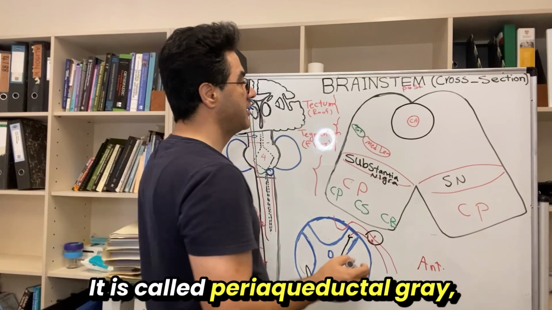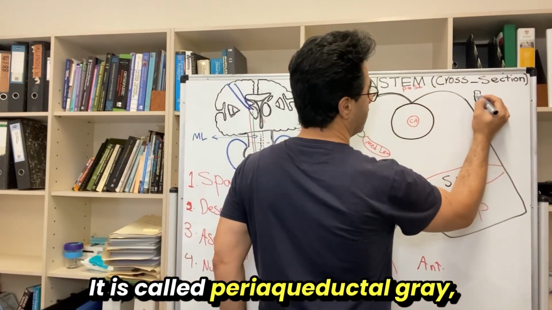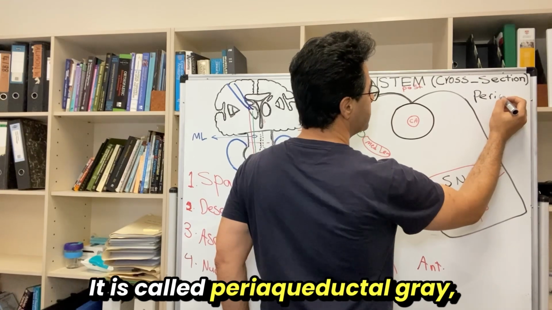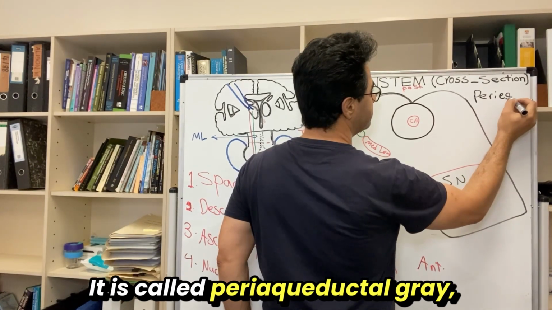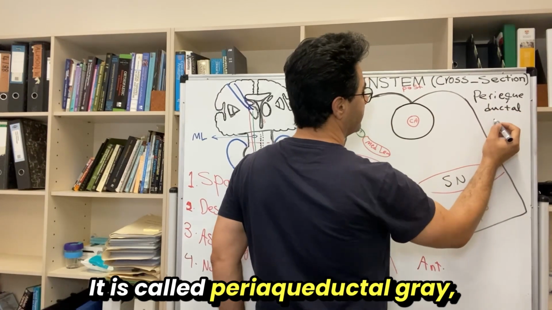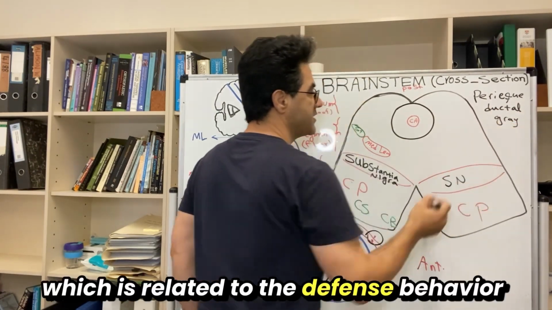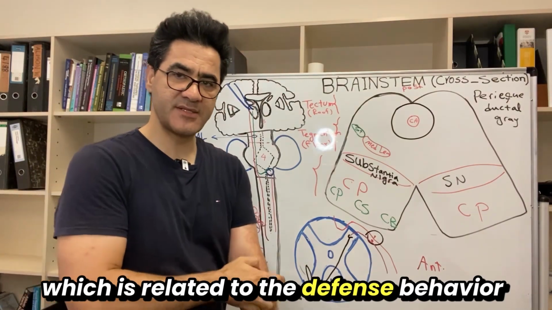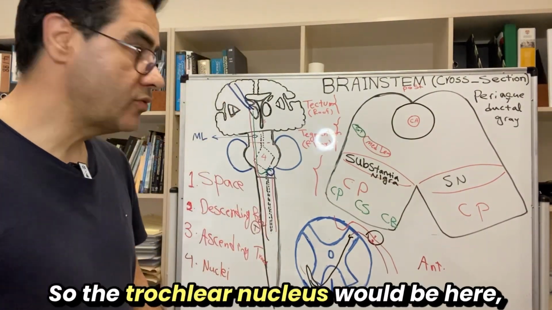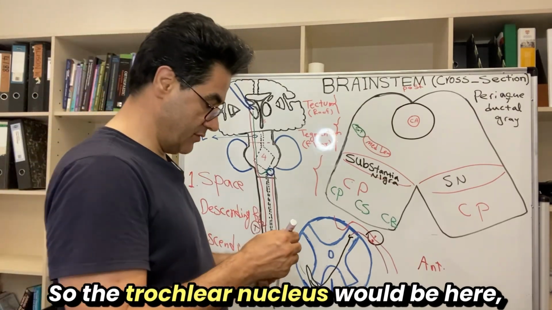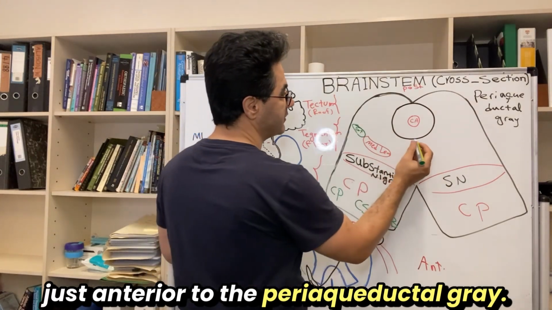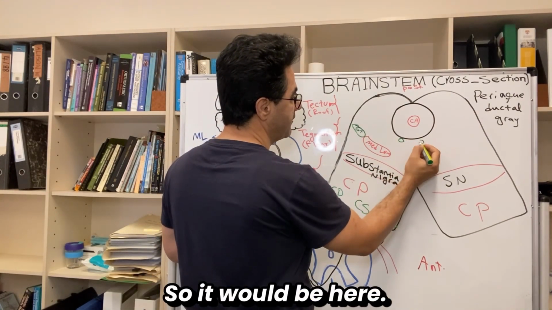It is called periaqueductal gray, which is related to the defense behavior and also related to analgesia. So the trochlear nucleus would be here, just anterior to the periaqueductal gray.